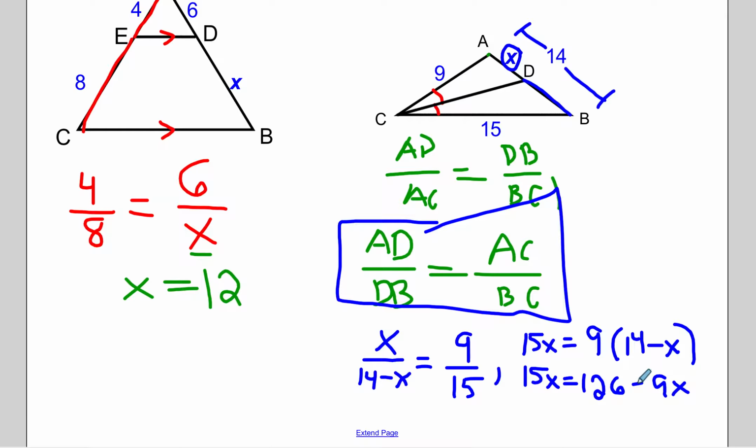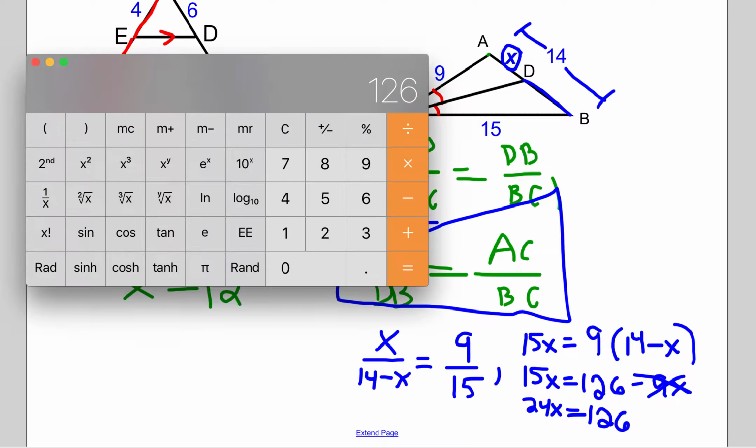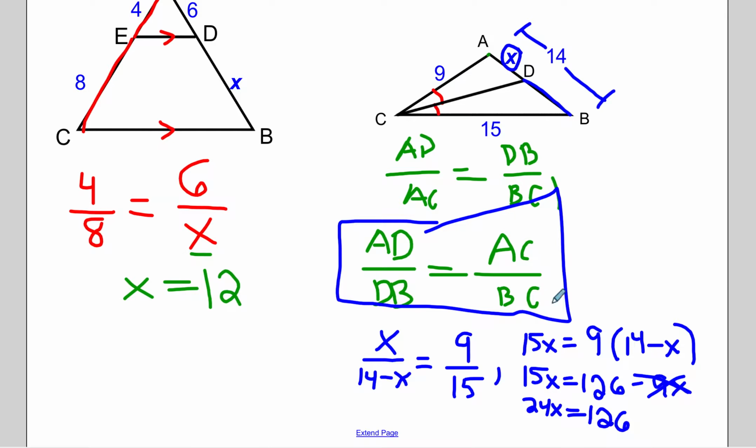I need to add this 9x over, so I'm going to add 9x to both sides. That will cross this out over here when I add 9x to this side. 15x plus 9x is going to be 24x. So I have 24x equals 126. So I need to go back to my calculator and divide 126 by 24. And that gives me 5.25.